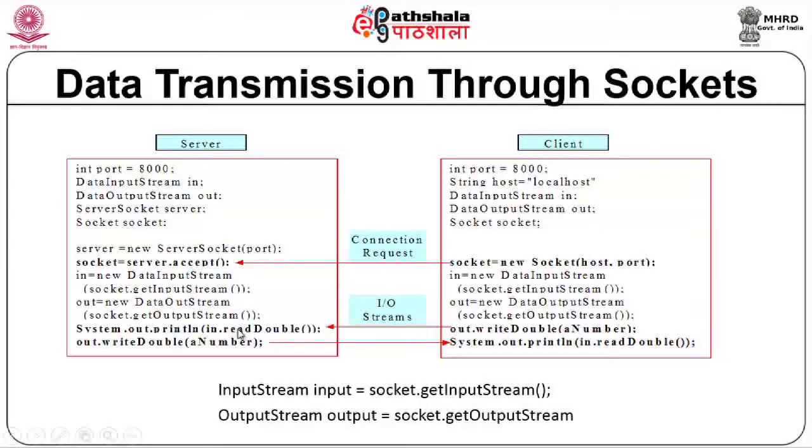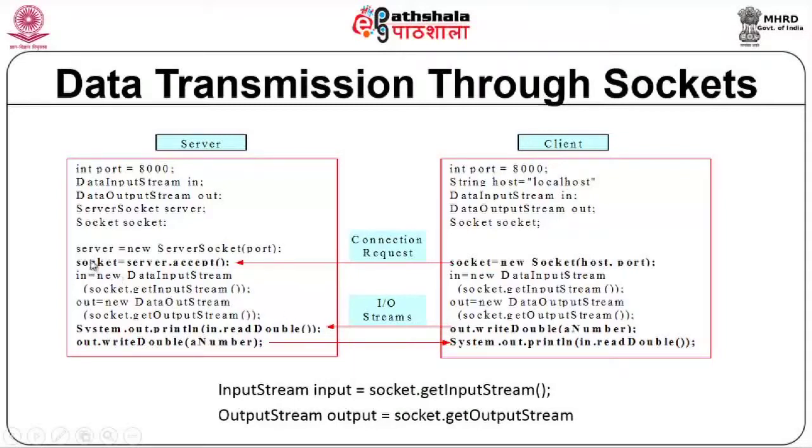So, the server first reads the data that is sent from the client, and the server in turn is trying to write another double number to the client. So, the client has to read this. It makes use of the input stream to read the data that is sent from the server side. So, this is how communication happens between the client and the server.